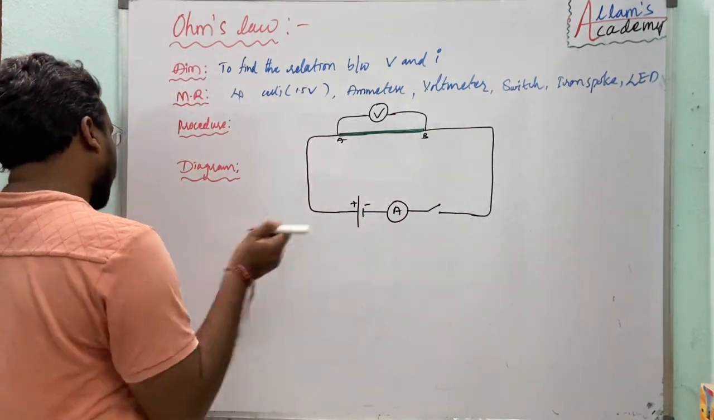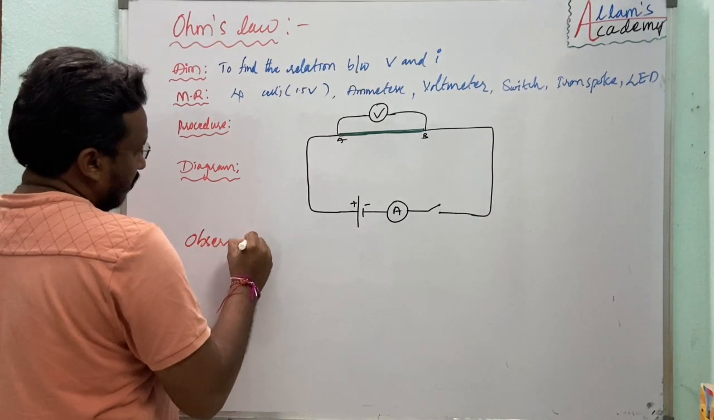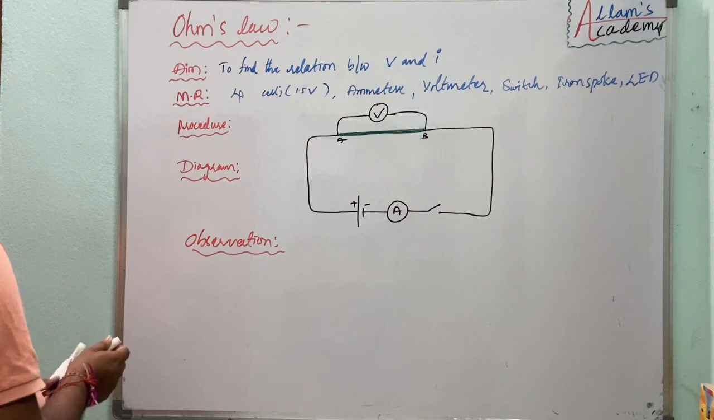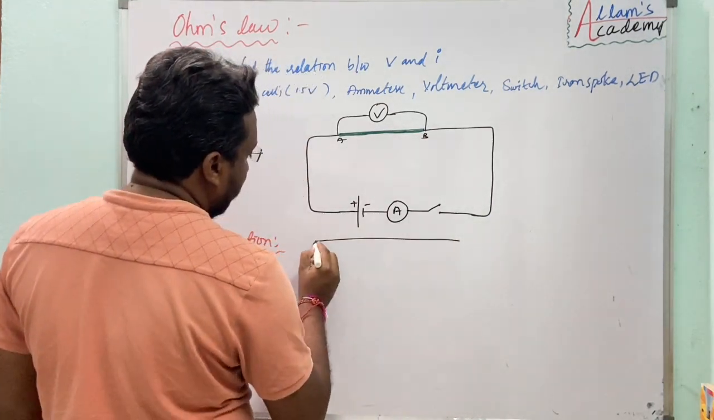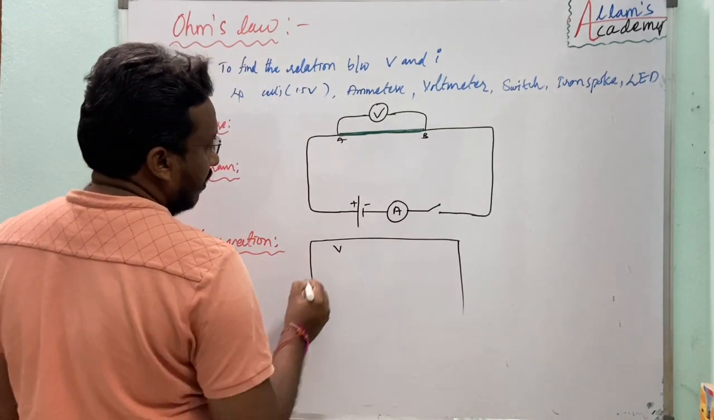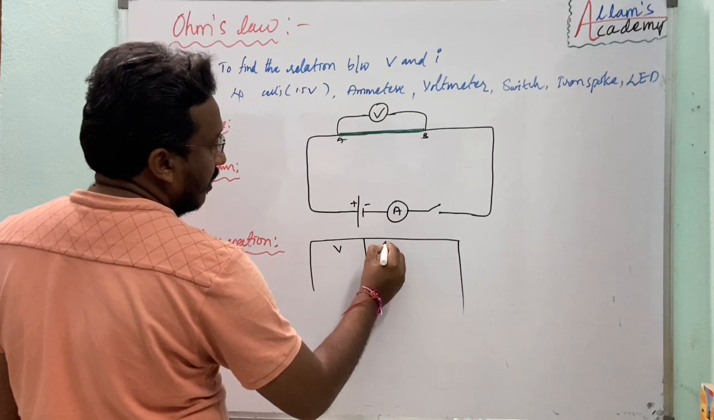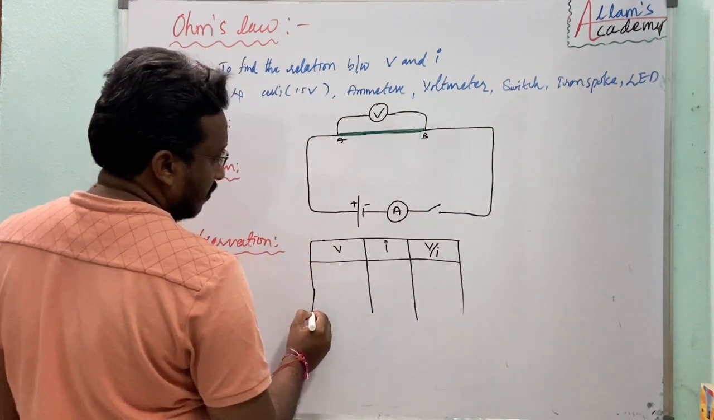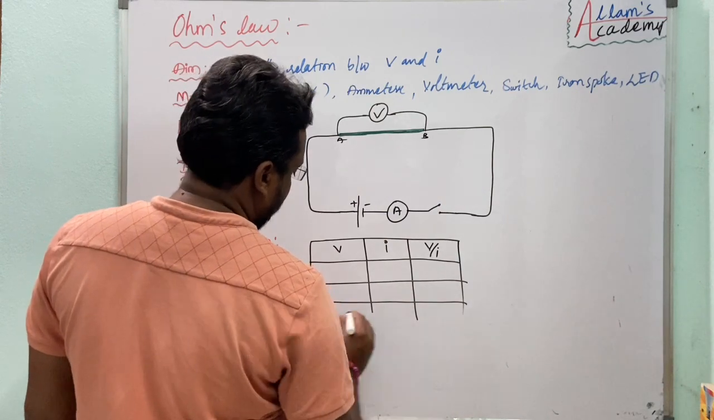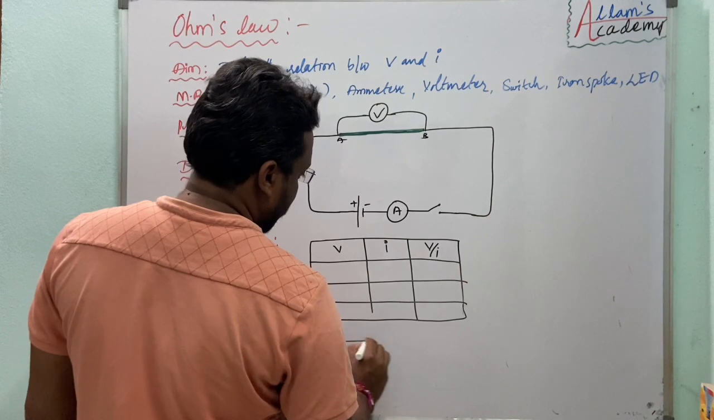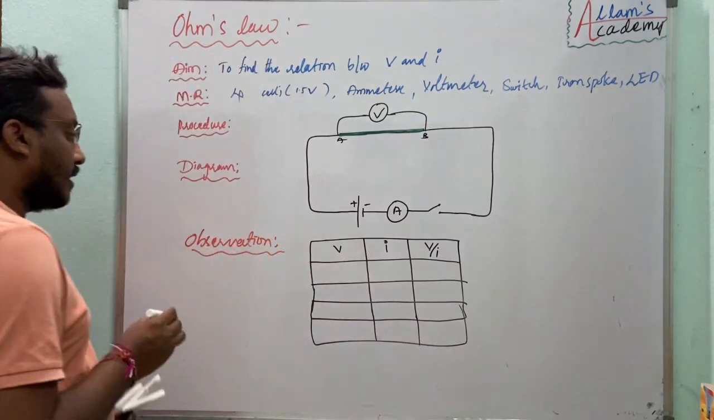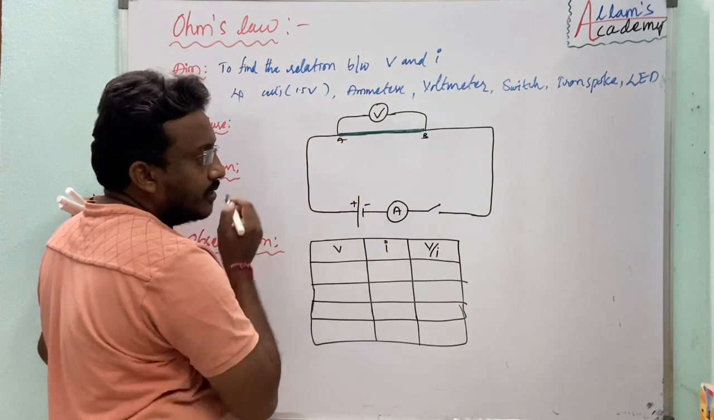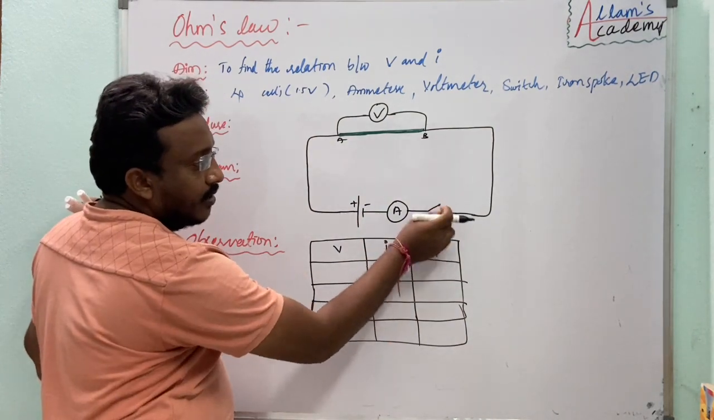And after that, the observation. To note down the observation, we have to write the observation: V and I and V by I. Take a table, and first connect a single cell and switch on the bulb.